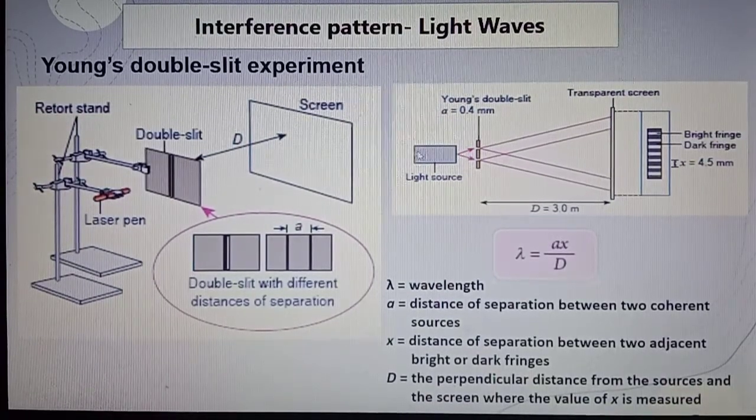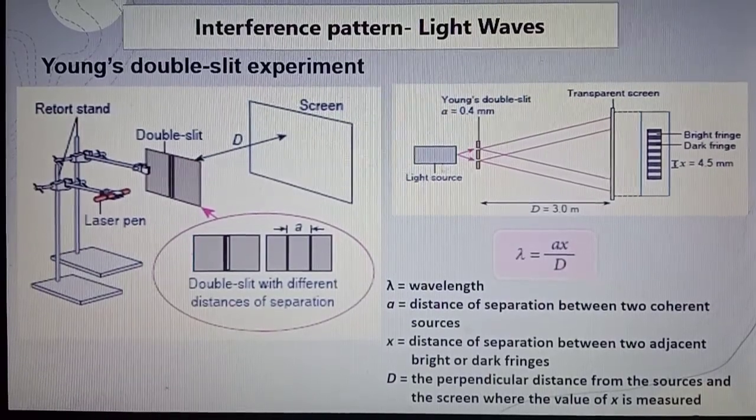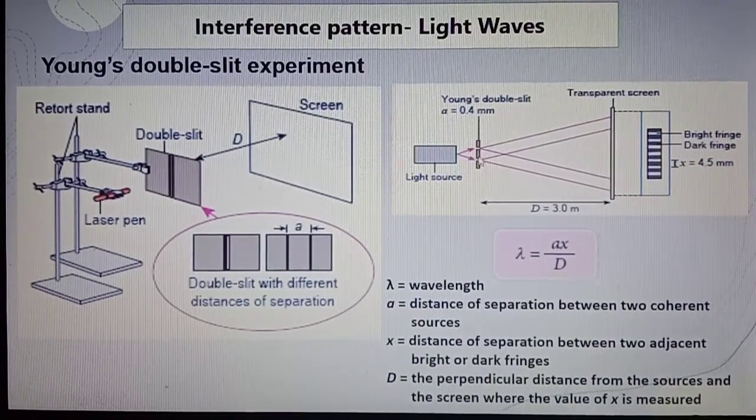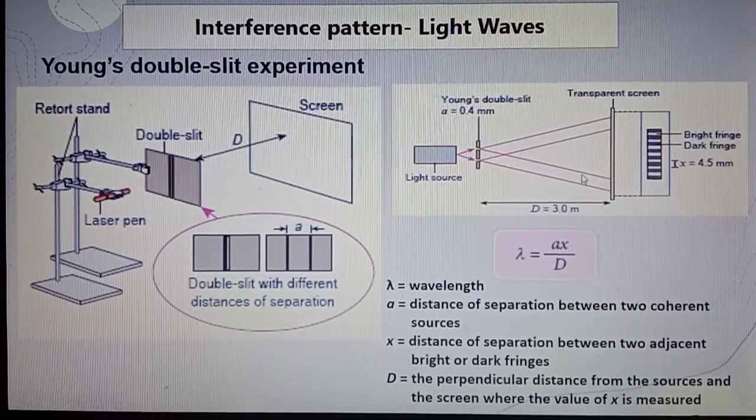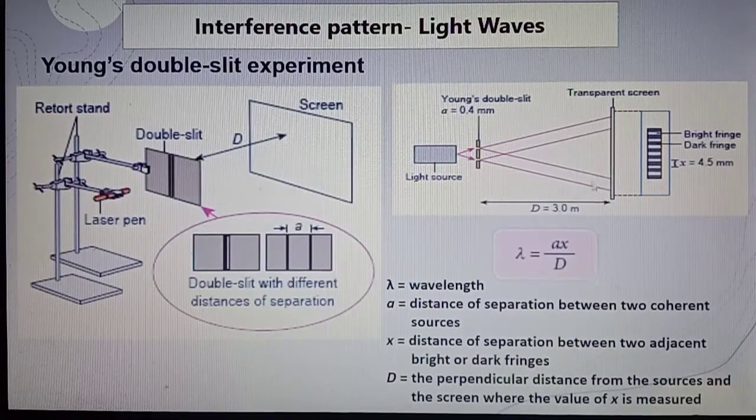Okay, now let's look here. This one is 3D, and we draw it in 2D. So this is the light source. This is the double slit. The double slit receives light from the same light source, meaning these two slits become coherent sources. The light that diffracts from the two slits will superpose or interfere here. So in this area, it will create a pattern.